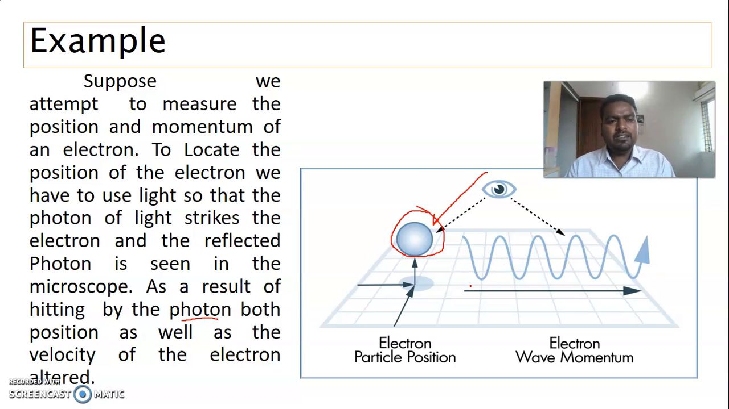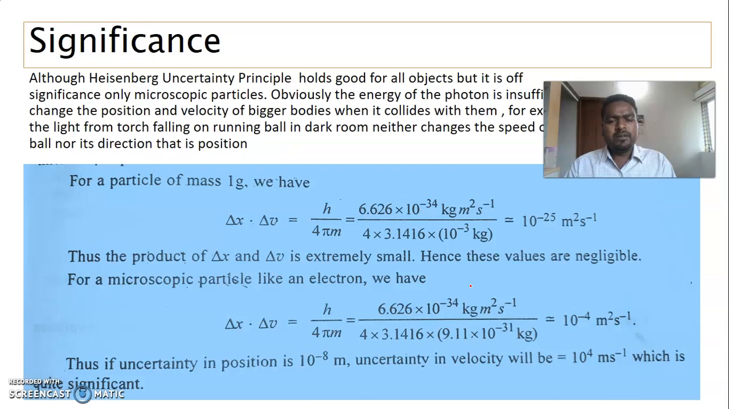This expression is applicable for all objects. Because this is based on the dual nature of matter, we consider both radiation and matter, radiation and light, as possessing dual nature. Even though it is applicable for all particles, it is more significant only for microscopic particles.